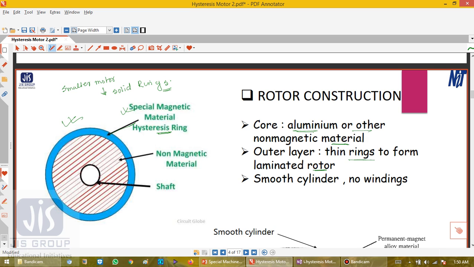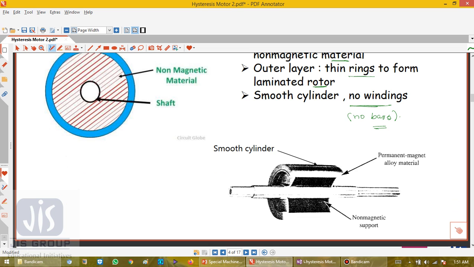Thus the rotor of this hysteresis motor is a smooth cylinder, as we have mentioned earlier, and it doesn't carry any winding. So there is no winding, that means there are no bars, as we have seen in the case of an induction motor. So this is the structure: a smooth cylinder, permanent magnet alloy material, and a non-magnetic support.